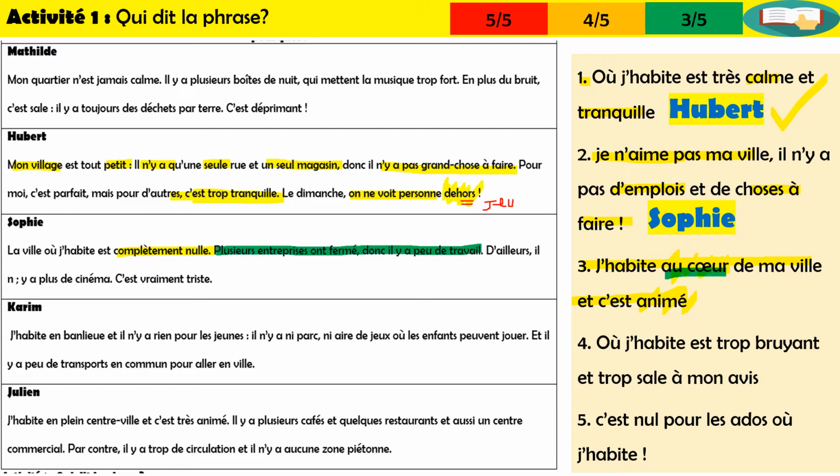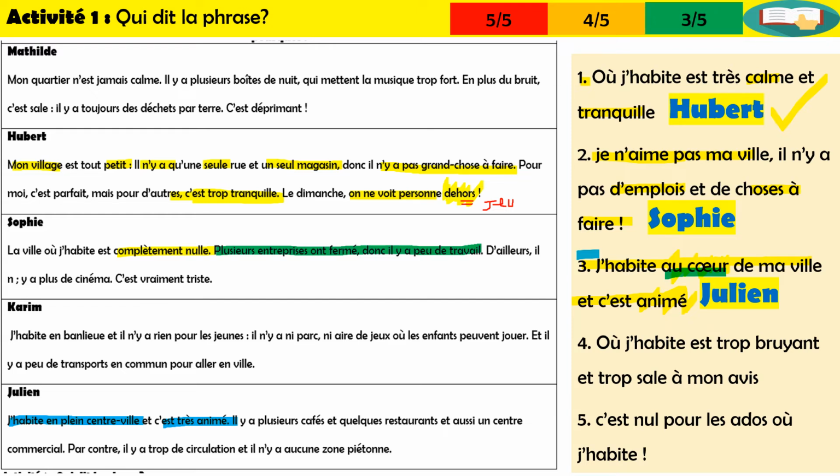So let's have a look. We'll do this one in blue. Let's see who it was. Voilà, c'est Julien, and this is where he says, j'habite en plein centre-ville. So I live right in the center of town, et c'est très animé. Excellent, that was a good one.